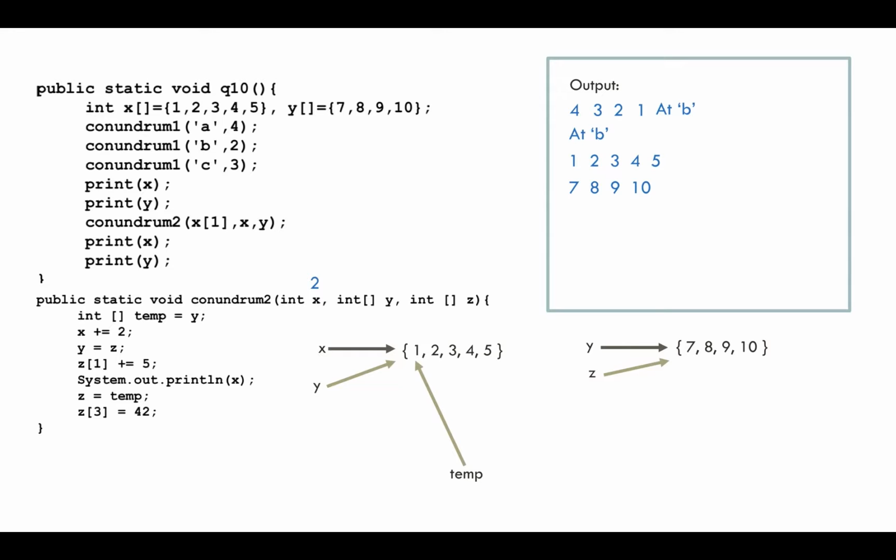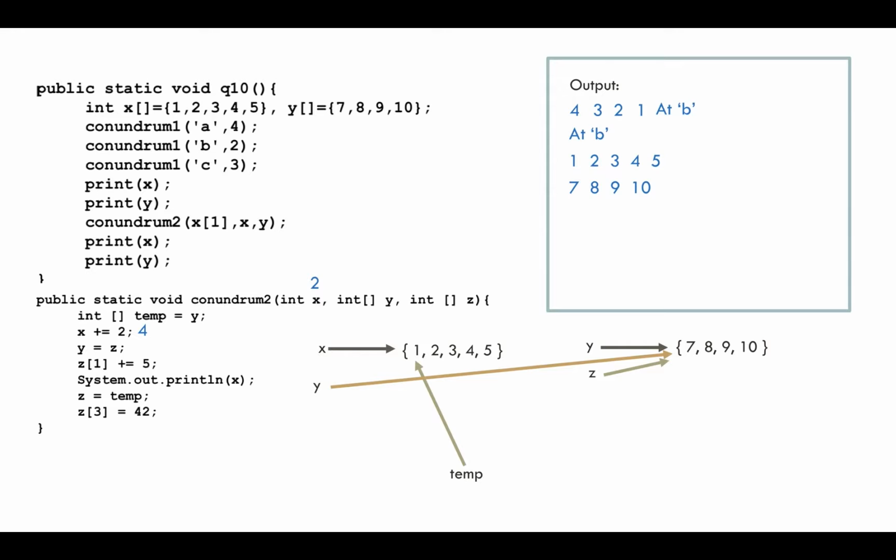After that, we increment x by 2. As x is initially equal to 2, this means that x is now 4. Make sure that x is an integer here in the conundrum 2 method, and do not confuse it with the integer array x in the main method. Then we use an equal operator to set y equal to z. What this means is that we copy the pointer that z is pointing to and assign that copied pointer to y. Therefore, y and z are now pointing at the same location.